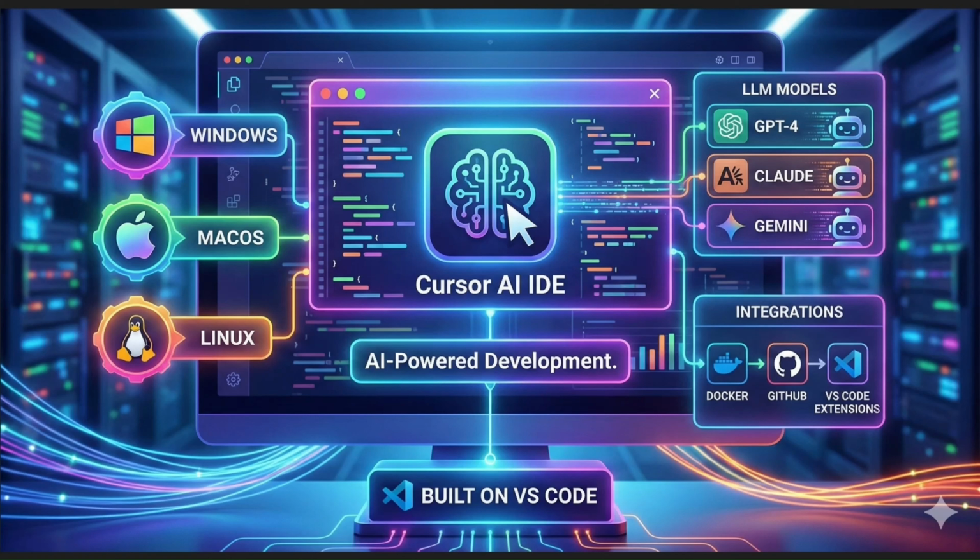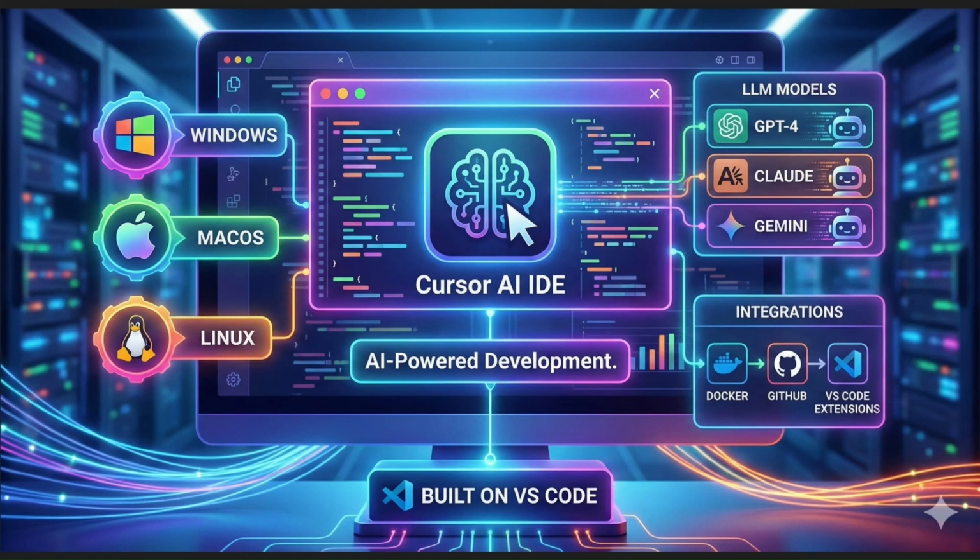The first one is that it's one of the powerful AI IDE tools which can be useful to build applications or software. The second is that it's built basically on Visual Studio Code, a free version. So that's the reason most of the AI IDEs are built on VS Code. The third one is that it supports various operating systems like Windows, Linux, and Mac OS.